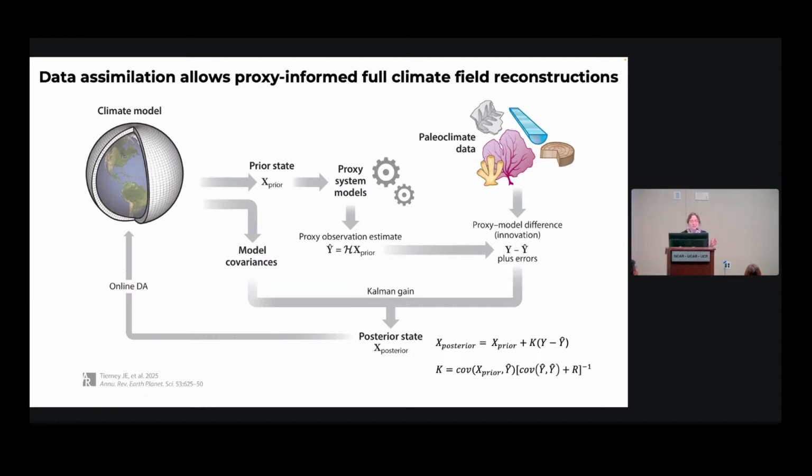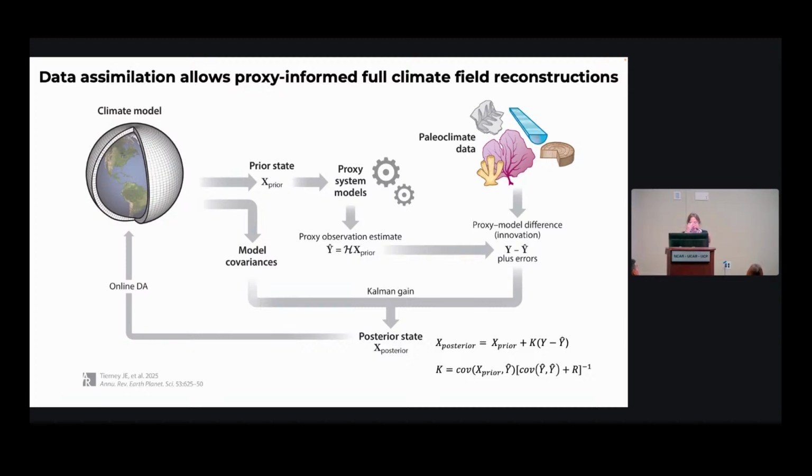So we start with both climate models of our target time period and paleoclimate data from our target time period. Our climate models, we have an ensemble of simulations of that target time period, and that makes up our prior state, or our x-prior. We also have paleoclimate data from our target time period. And what we do is we transform our x-prior into proxy observation estimates, or what a proxy record would look like if the model made it up using proxy system models.